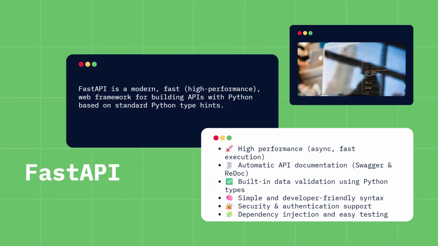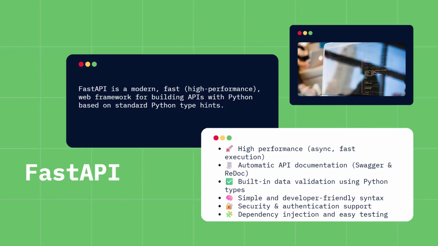Some of the key features of Fast API: first, its high performance, as it uses async fast execution. The other thing is that we don't have to build the documentation for the API, as it has integration with Swagger and Redoc. Then we can also go for data validation using Python types. It's very easy to develop, very simple and developer friendly. It also supports security and authentication. And we can also create unit tests using PyTest, so it provides easy testing and dependency injection.